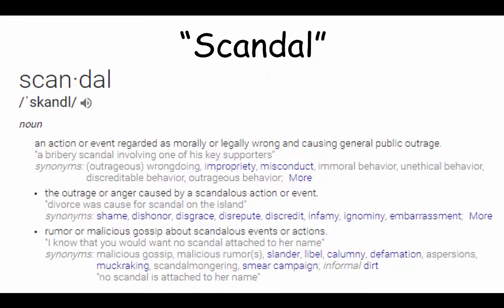Now we're going to look at the next question. Number 9, we're actually going to skip number 8 for now. The word scandal, what does the word scandal mean? Well, scandal is an action or event regarded as morally or legally wrong and causing general public outrage. And so keep that in mind when you hear the word scandal. That's actually number 9. We're going to come back to number 8 on the next slide.